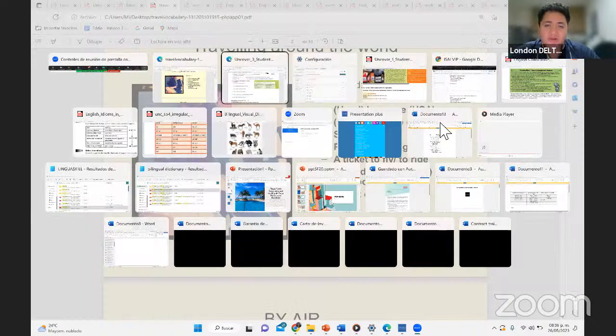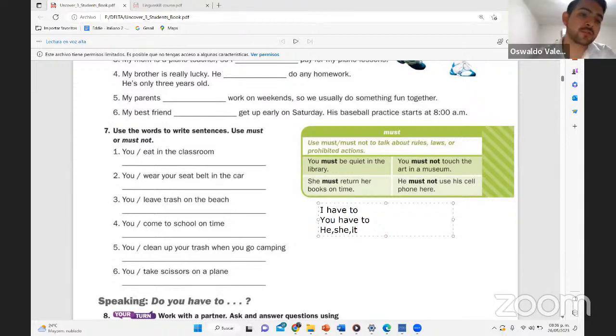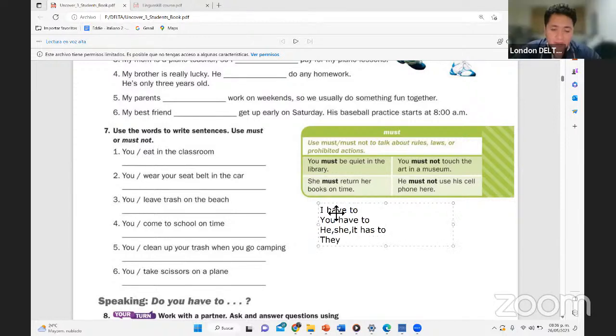Ok, entonces must lo podemos utilizar tanto para decir que es una obligación, como para también prohibir. So, must is very easy to use. Vamos a ver entonces como un pequeño cuadro cómo utilizarlo. Con have to, entonces se conjuga así, ¿no? Have to, I have to, you have to. Con he, con she, con it, ¿cómo sería? Has to. They have to. We have to. Ok. Y con must es más sencillo porque solamente vamos a utilizar must con todos los pronombres.